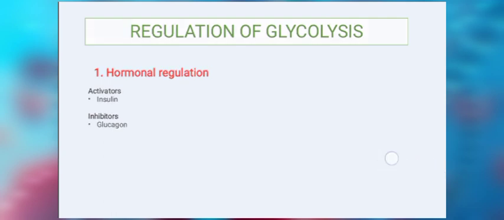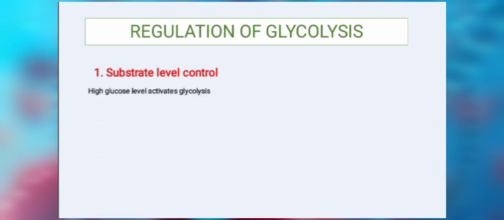And then we have substrate level control. That is how some substrates also foster or inhibit the glycolytic pathway. Anytime there is a high level of glucose in the cell, it activates glycolysis. That is why, as a human being, when you eat, in the first 40 minutes glucose is abundant in the blood. That is when glycolysis is at its peak. And when there is a low level of glucose in the cell, it inhibits glycolysis.